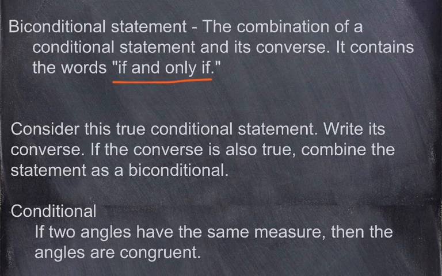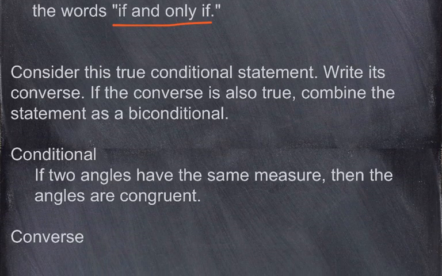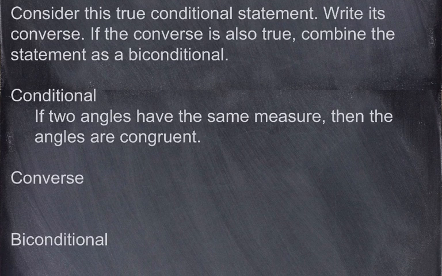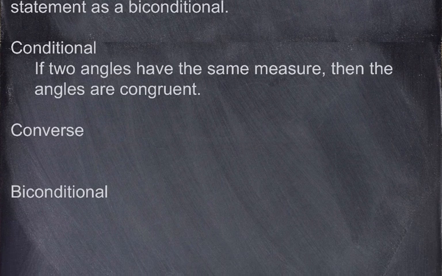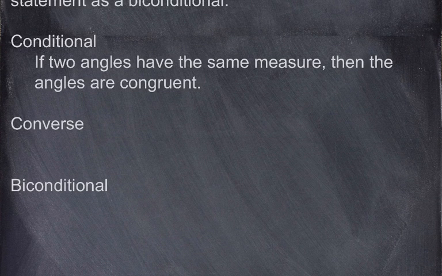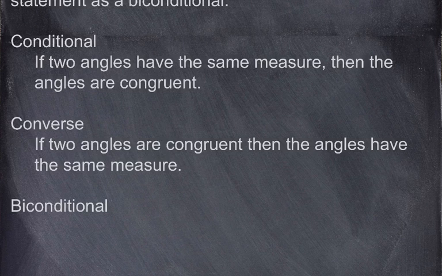So here, it says, consider this true conditional statement. Write its converse. If the converse is also true, then we're going to combine the statement as a biconditional. So this first one says, if two angles have the same measure, then the angles are congruent. So the first thing it wants us to do is create the converse. So the converse would be this. If two angles are congruent, then the angles have the same measure.